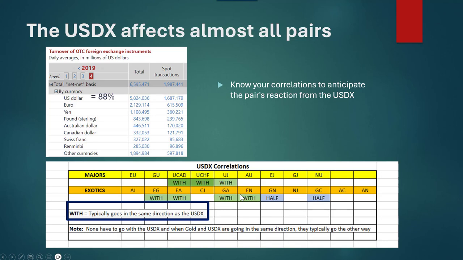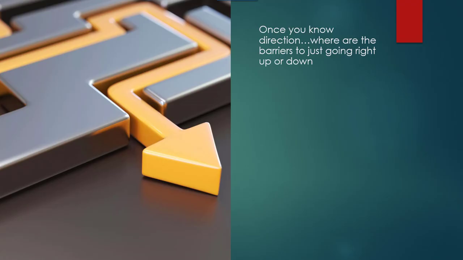Just statistically, the GBP, the EUR, the dollar CAD, dollar Swissy, dollar yen will go with the dollar, because up here the dollar is the base currency in the majors, and down here on the exotics, they follow the dollar most of the time. So you got to know your correlations and memorize them.